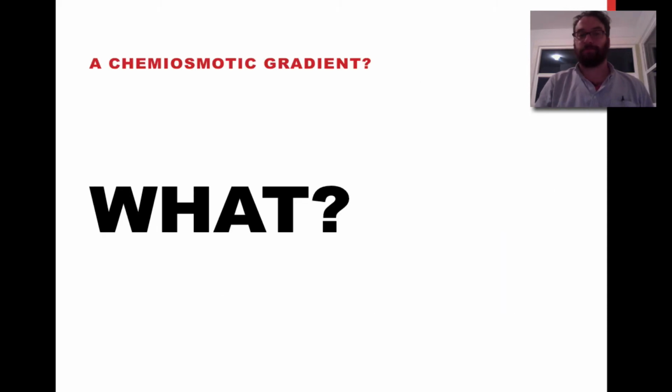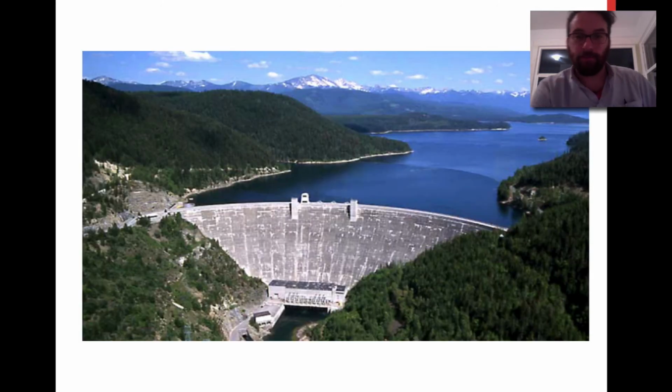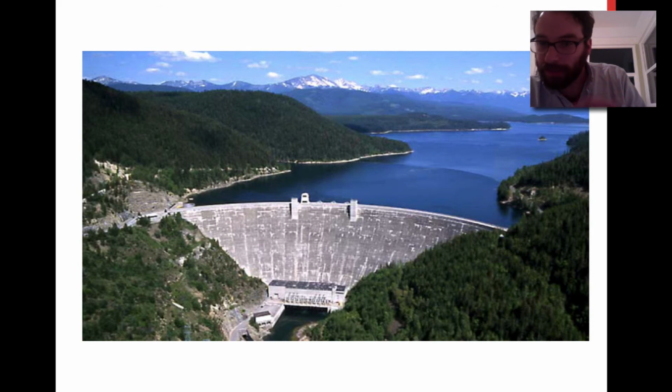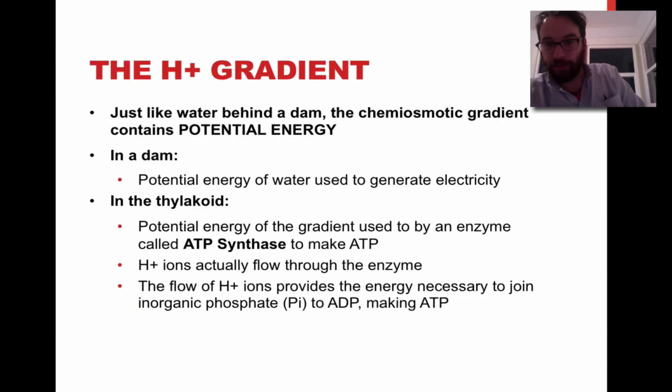Now, what is that? Why is that important? To understand that, it's really helpful to use an analogy. And here's your analogy. There's a dam. Behind the dam is stored trillions and trillions of gallons of water. The dam keeps the water elevated. It gives the water potential energy. When that dam releases the water, that potential energy is transformed to kinetic energy, and that kinetic energy can be used to generate electricity.